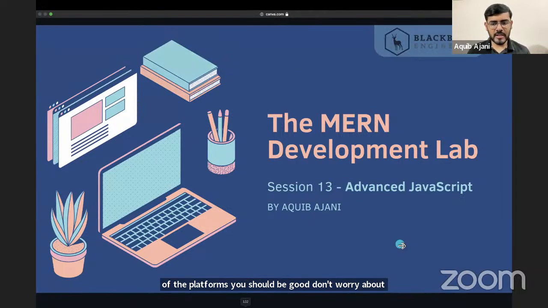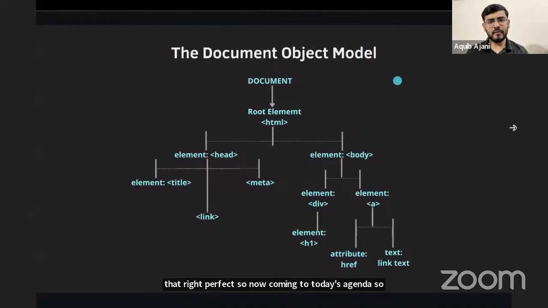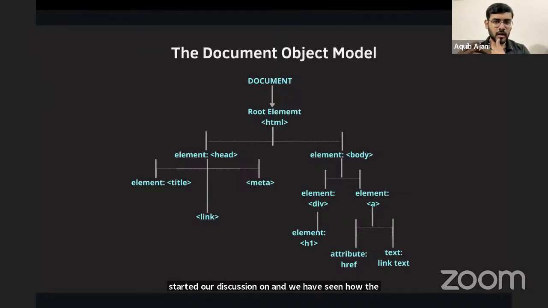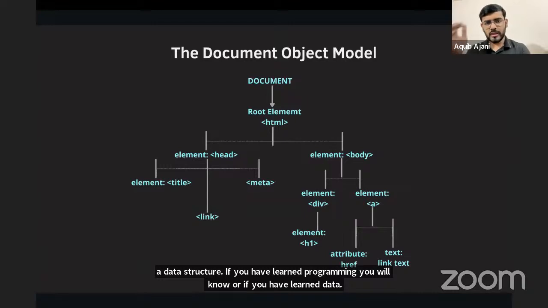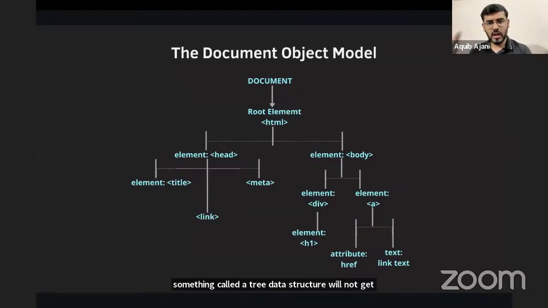Perfect. So now coming to today's agenda. Let's take a quick look at where we are, what we have covered so far. And then we will jump to today's session, right? So again, in the previous session, we have been talking about the document object model, right? This is what we started our discussion on. And we have seen how the browser will convert an HTML document into a tree. We call it the DOM tree. Now, tree is a data structure. So if you have learned programming, or if you have learned data structures and algorithms, you would know that there is something called a tree data structure. We'll not get into that. But this is the same data structure that we also use to arrange files and folders in our operating system.